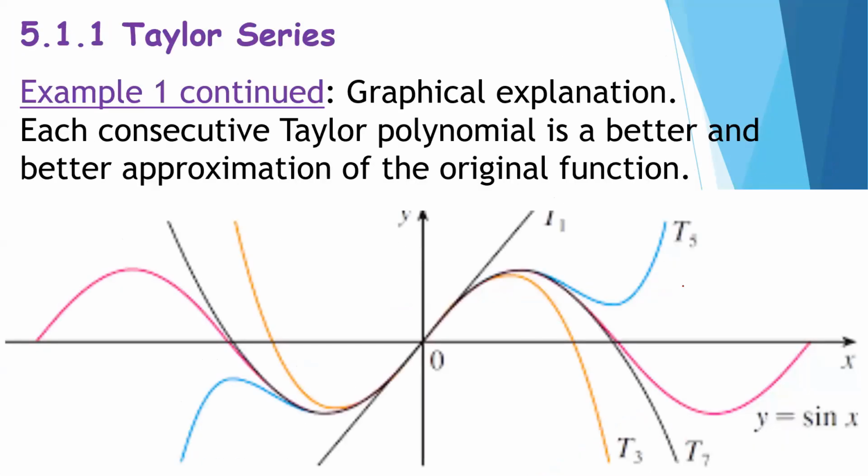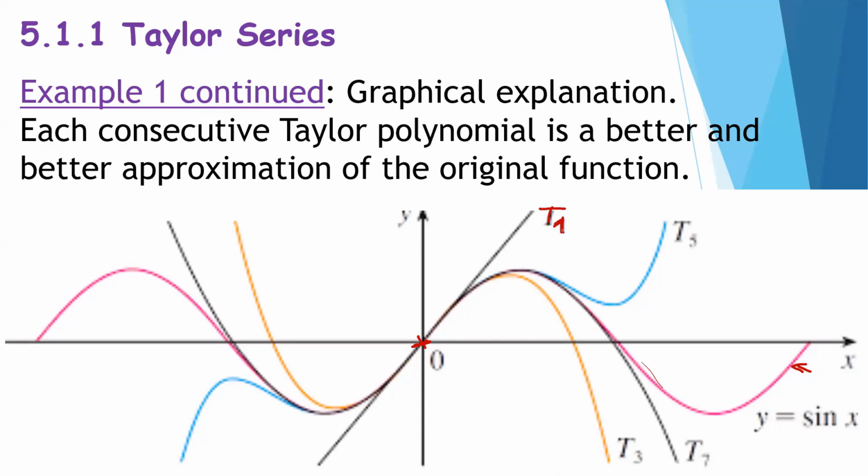So graphically, this is what happens. Let's see here, we have the point 0. This is the graph of the function sine x. You all know the graph of sine x, a sinusoidal, periodic function. And here are the different approximations.